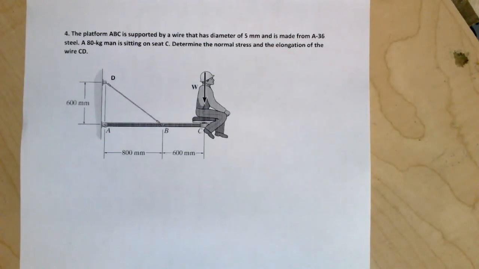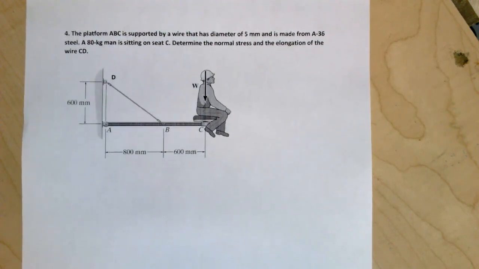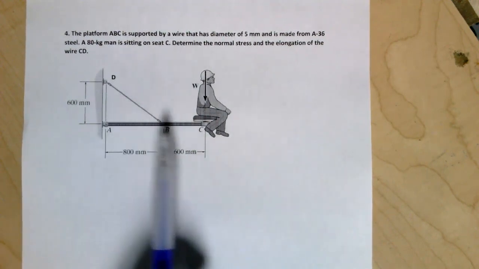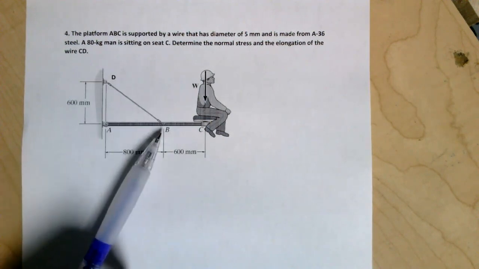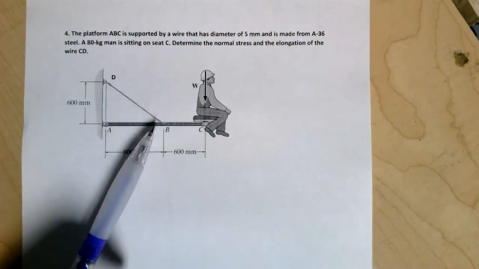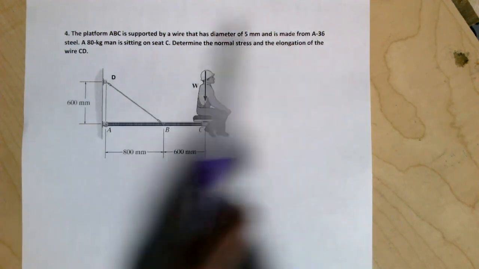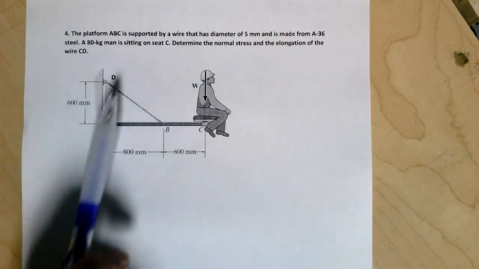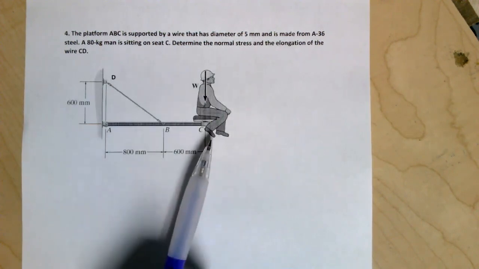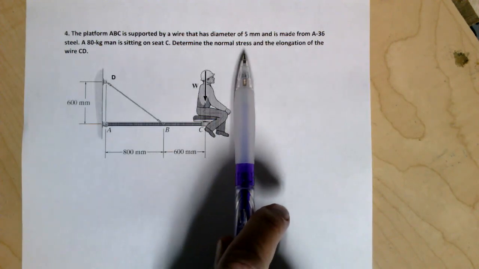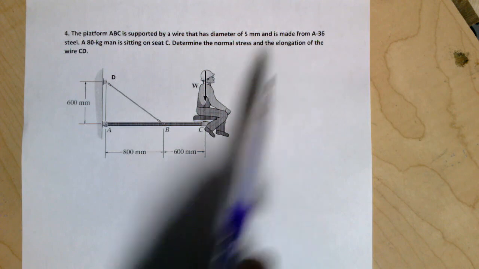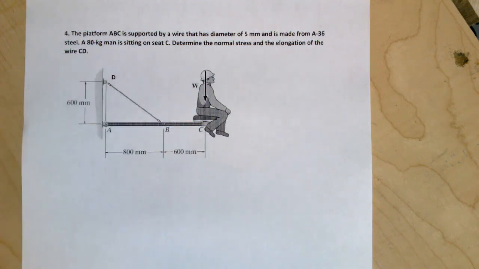In this video, we're going to consider this problem. This platform ABC is supported by this wire that has a diameter of 5 millimeters, and the wire is made from A36 steel. A man is sitting on the seat at C. Determine the normal stress and the elongation of this wire. So we're going to consider this problem.